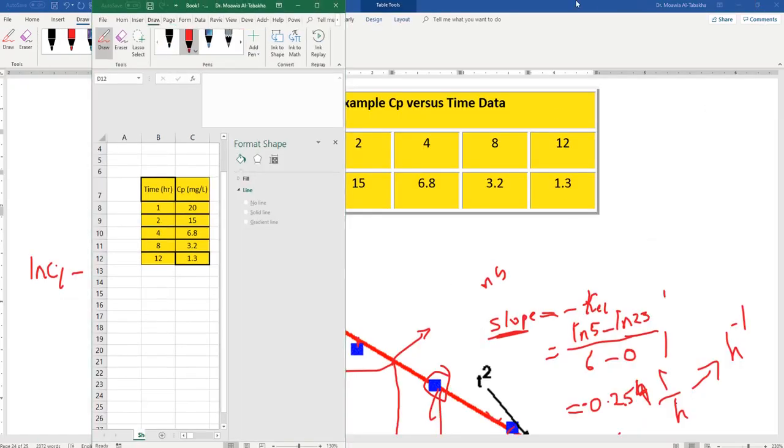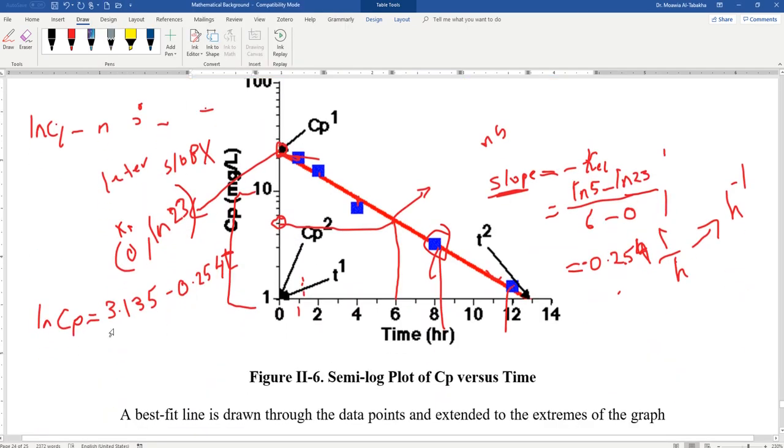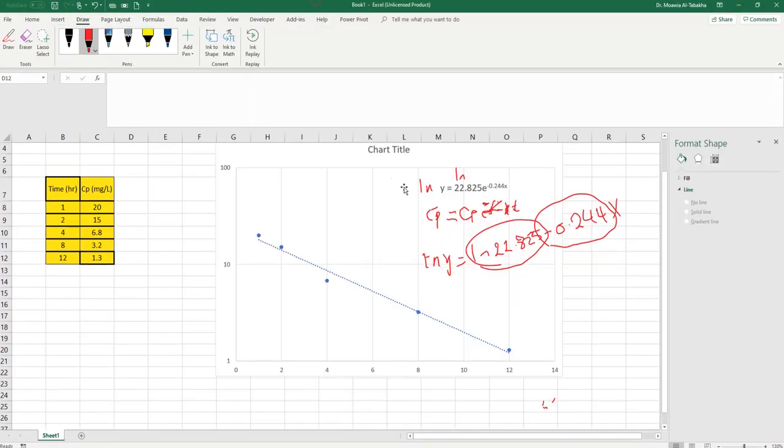If we go back here, you will see that my equation is ln 23, my slope is minus 0.254. This is very close, even though I don't have the correct scaling here, I was able to get approximately the right equation. So this is one way of doing it.